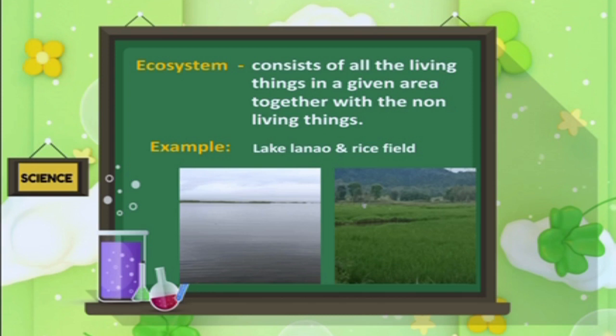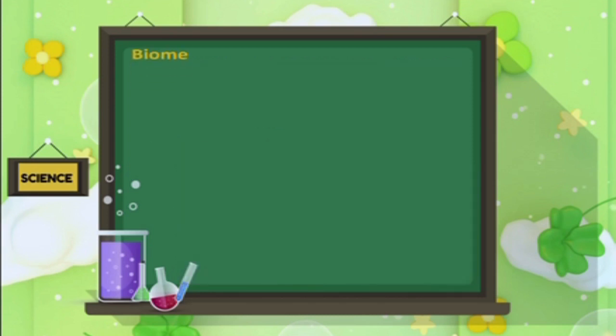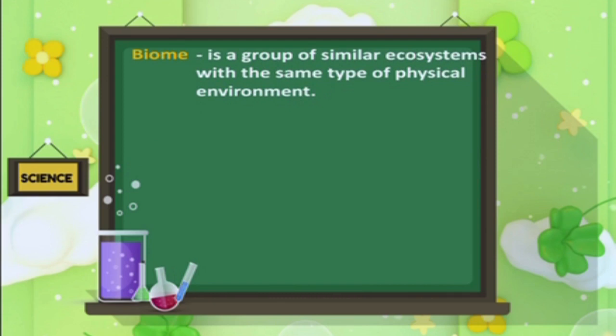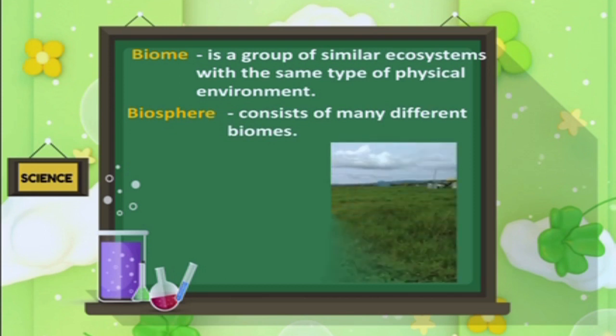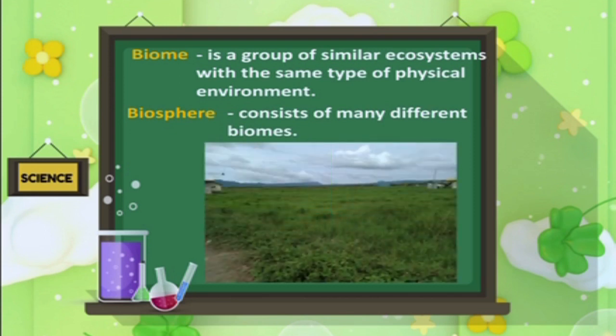The next level is biome. It is a group of similar ecosystems with the same type of physical environment. And the last one is biosphere. It consists of many different biomes, meaning it is the part of our planet where all life exists, including all of the environments on Earth that support life.